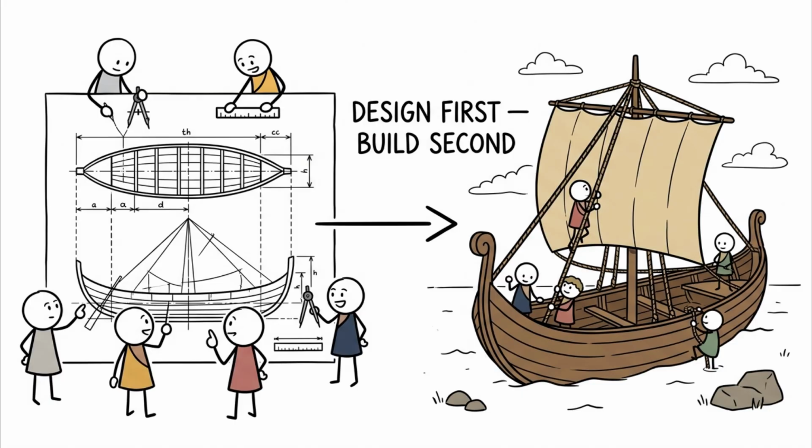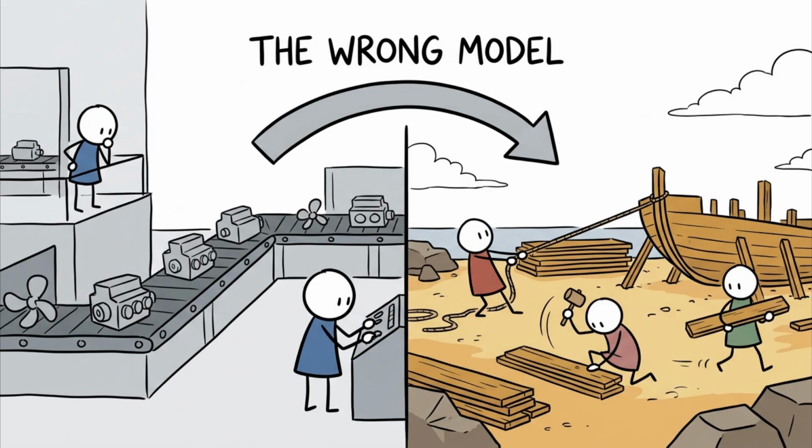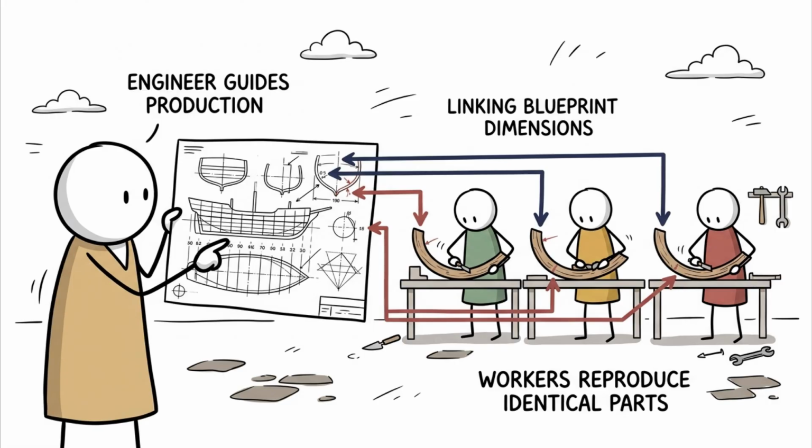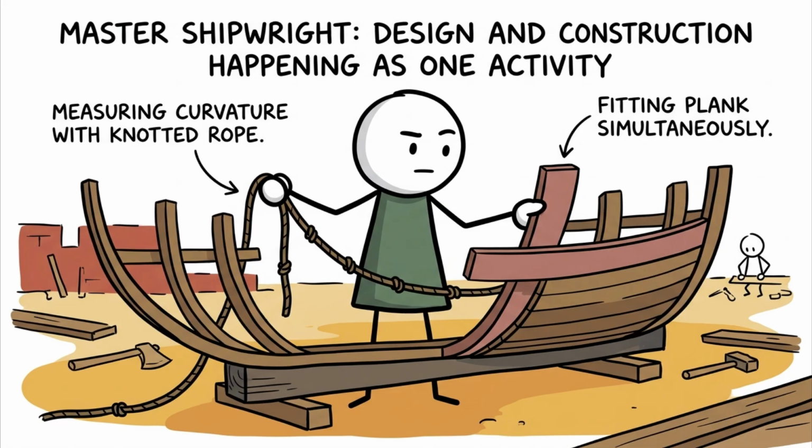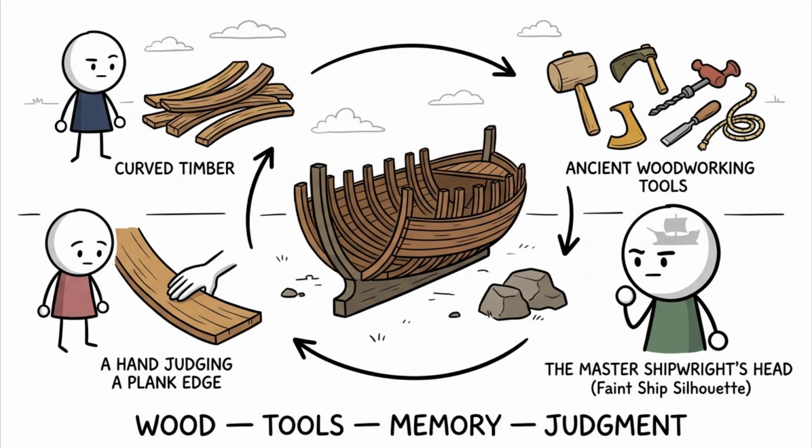The first mistake is imagining an ancient shipyard as a primitive modern factory. We expect the design to exist first, complete and separate from the material. An engineer specifies every curve, and workers reproduce those instructions exactly. But for much of history, design and construction were not separate activities. The ship emerged from a conversation between wood, tools, memory, and judgment.